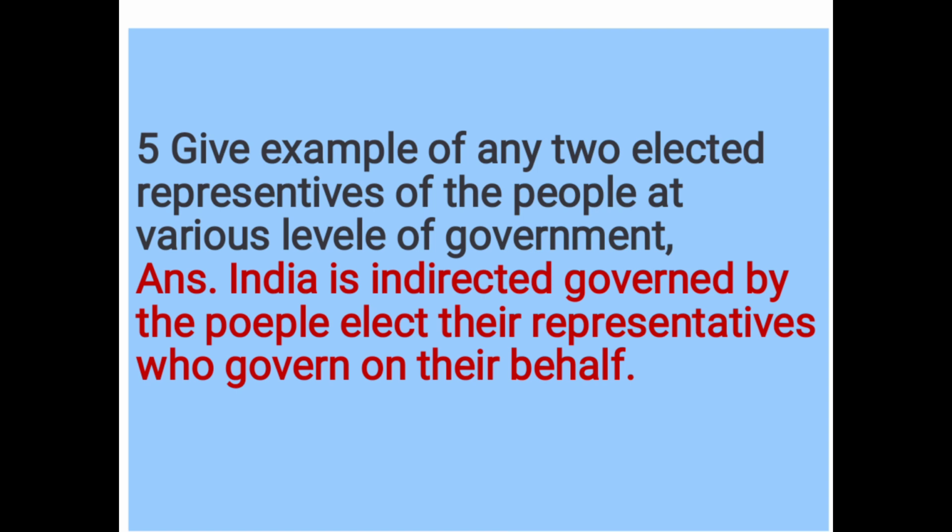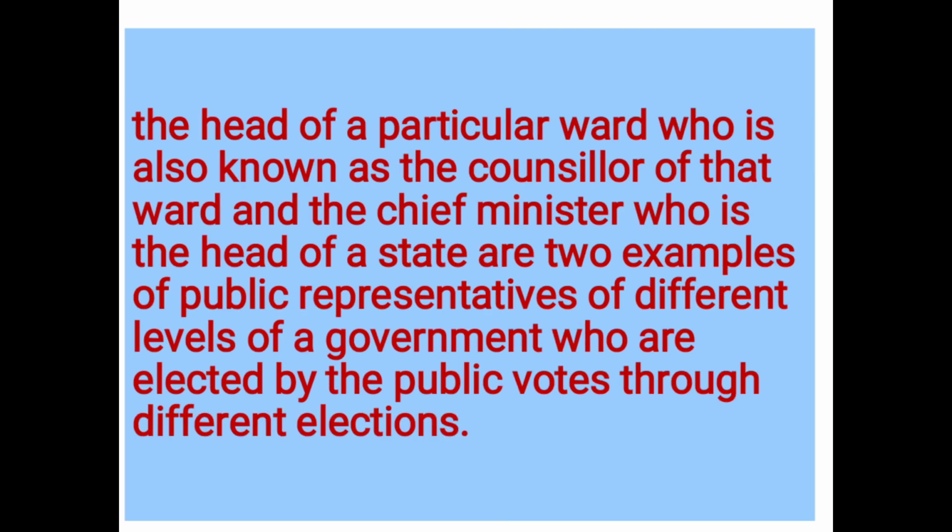Question number 5. Give example of any two elected representative of the people at various level of government. India is indirectly governed by the people elected their representative who govern on their behalf. The head of particular ward, who is also known as councillor of that ward, and the chief minister, who is the head of the state, are two examples of public representatives of different level of a government who are elected by the people public votes through different elections.